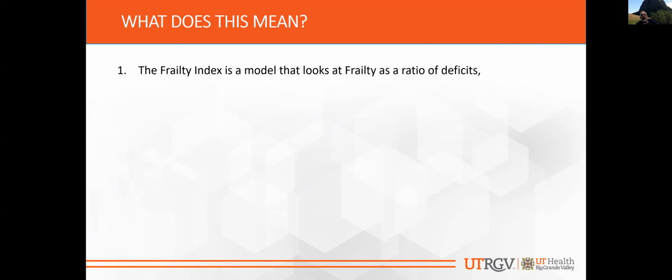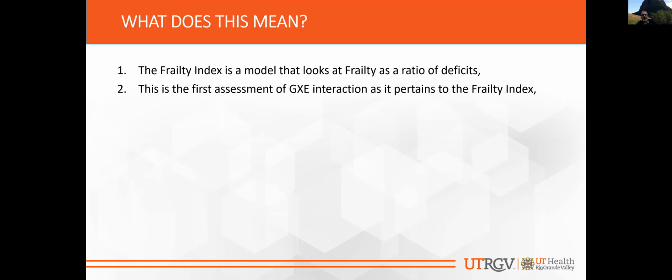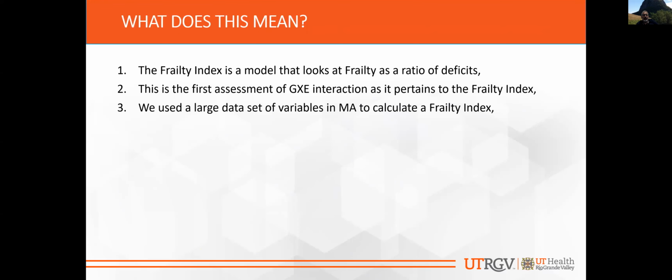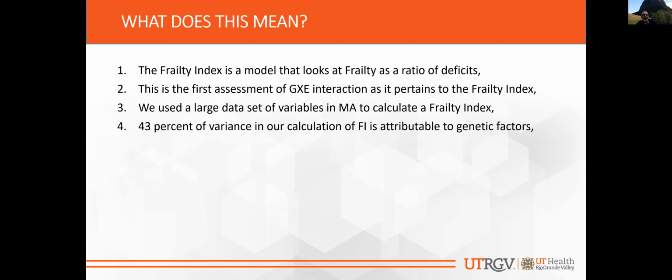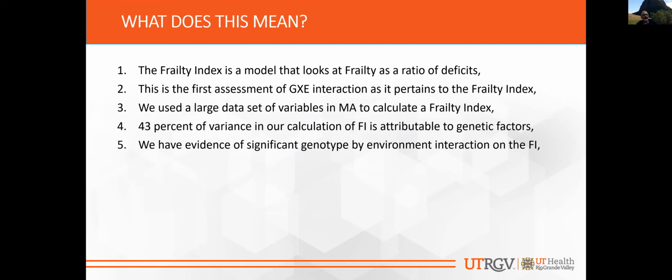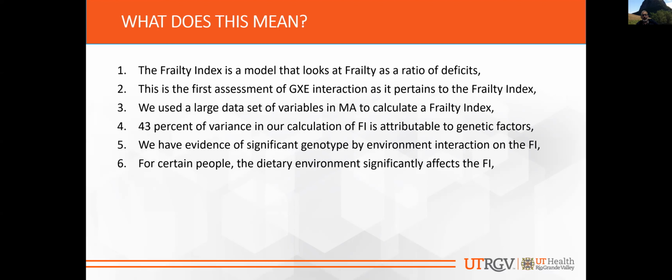The frailty index is a model that looks at frailty as a ratio of deficits. This is the first assessment of gene by environment interaction as it pertains to the frailty index. We used a large data set of variables in Mexican Americans to calculate a frailty index. 43% of variance in our calculation of the frailty index is attributable to genetic factors. We have evidence of significant genotype by environment interaction on the frailty index. For certain people, the dietary environment significantly affects the frailty index.